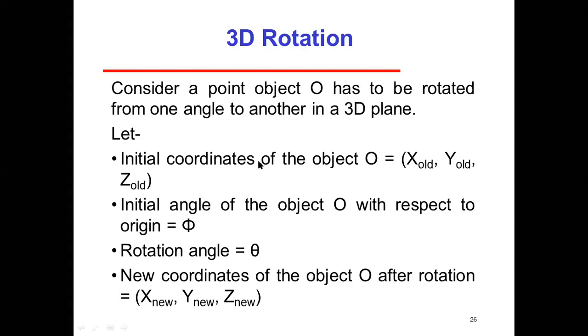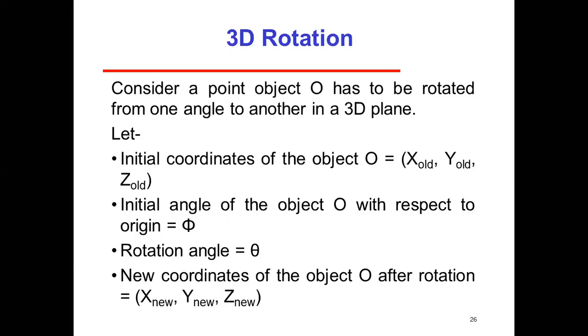The initial coordinates of the object are again x old, y old, z old. The rotation angle is theta, and phi is the initial angle of the object with respect to the origin, so don't concentrate on that. You will get the value of the rotation angle, how we are going to rotate our object about the origin. The value of theta will be given.